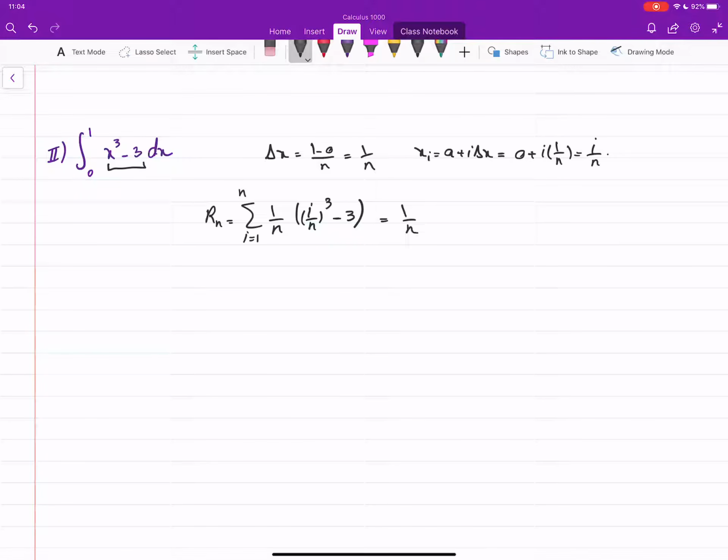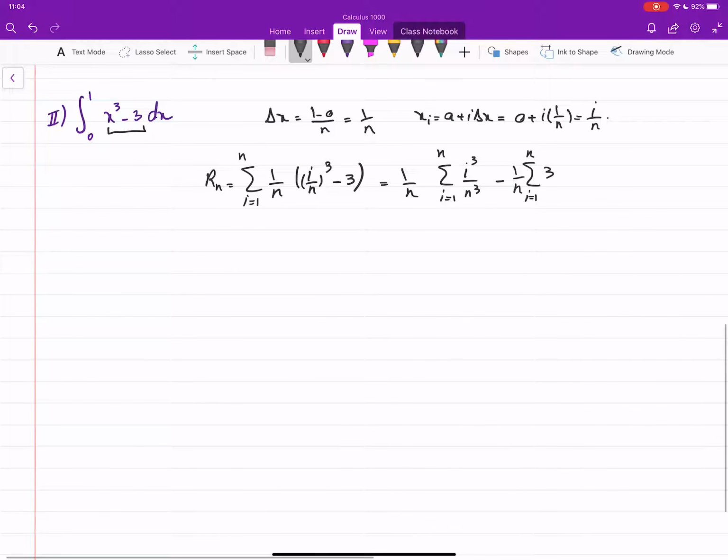So we have i over n cubed minus 3, and 1 over n goes out. We have i equals 1 to n. This is the sum of i cubed over n cubed minus the sum of 3, i goes from 1 to n. For this first part, you see there's n cubed down there. I can take it out. This will be 1 over n to the power 4, and I have the sum of cubes of integers, minus, well, this is 3 over n times the sum of 1, i goes from 1 to n.